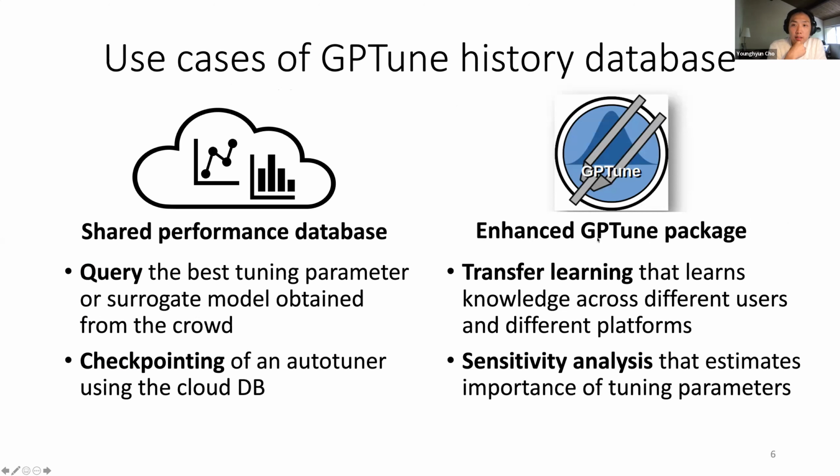Our history database enables several interesting and useful scenarios. For example, our database can be used as a shared performance database. This means that users can query the best tuning parameter configuration or a pre-trained surrogate model obtained from the crowd. Also, users can use our database as a cloud database for checkpointing or restarting of an autotuning process. We also use this history database to enhance the GPTune package, and we have several interesting features. For example, transfer learning means that we can learn knowledge across different users and different platforms for autotuning. And sensitivity analysis means that we can estimate the importance of the tuning parameters using historical data collected from the crowd, from the many users.